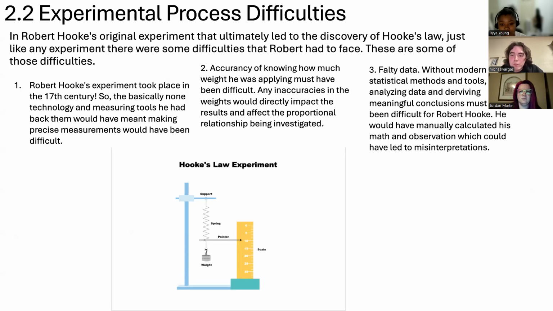And finally, faulty data. Without modern statistical methods and tools, analyzing data and deriving meaningful conclusions must have been difficult for Robert Hooke. He would have manually calculated his math and observations, which could have led to misinterpretations.